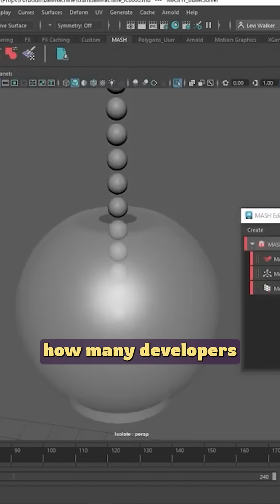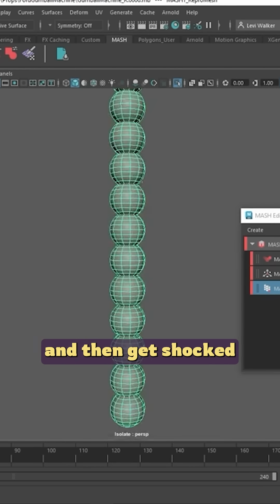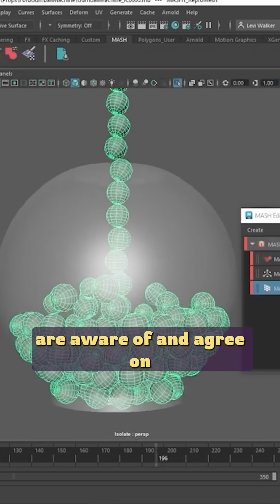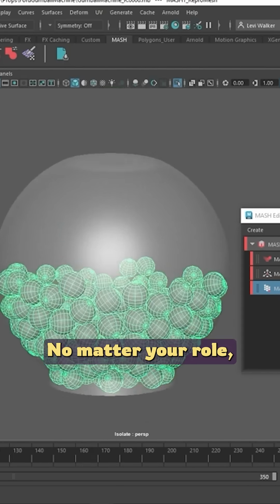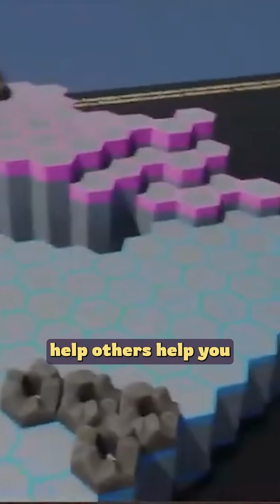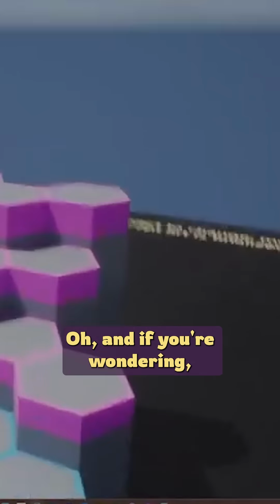You'd be surprised how many developers ignore the smaller things like this and then get shocked when those smaller things spiral into bigger things. As long as you and your team are aware of and agree on an organizational method together, then go for it. No matter your role, 3D artist, animator, concept artist, whoever you are, help others help you by implementing and sticking to some naming conventions.